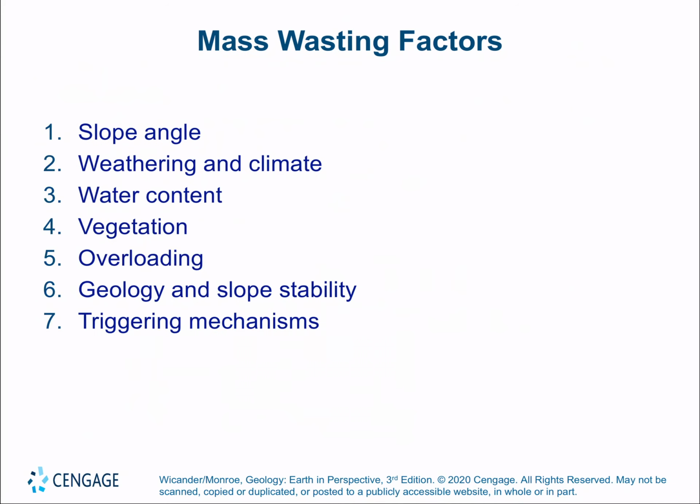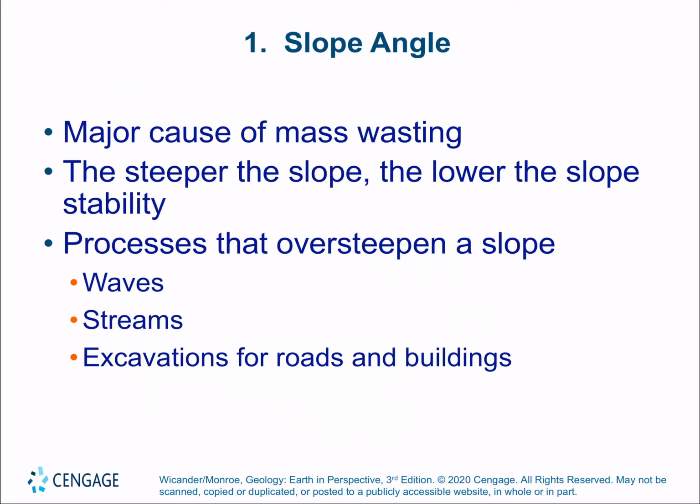There are 7 factors that affect mass wasting. Let's look at some of these factors. First, we're going to look at slope angle. That's going to be the major cause of your mass wasting. The steeper the slope, the less stability it's going to have. What could make that slope get steep? Well, waves and streams can do it, and so can excavating for roads and buildings.